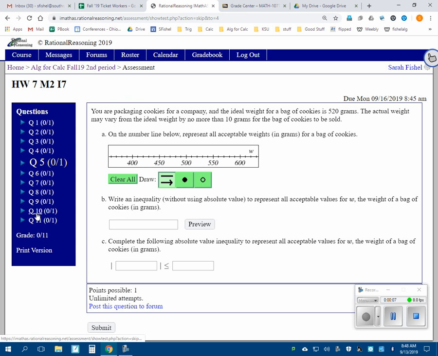Okay. All right, let's look at number 5 on last night's homework. You're packaging cookies for a company. The ideal weight for a bag of cookies is 520 grams. The actual weight can vary by no more than 10 grams. Okay, so on the number line, how are we going to put the acceptable weights for a bag of cookies?